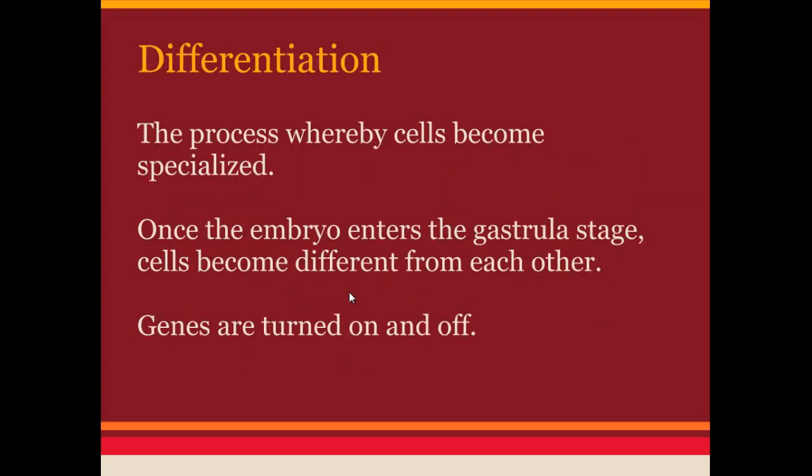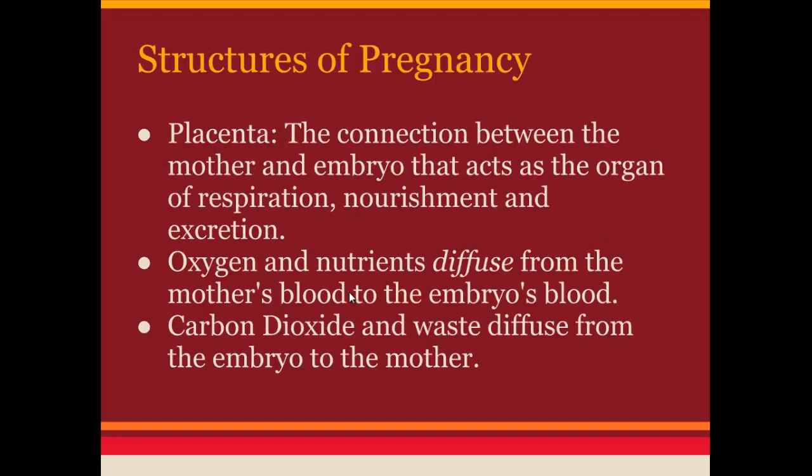So this differentiation and all these other processes happen during pregnancy. Here are just two important structures of pregnancy that we should know about. The first one is the placenta. It's a very, very vascular tissue, and it's the connection between the mother and the embryo that acts as the organ of respiration, nourishment, and excretion. And what happens through the placenta is that oxygen and nutrients will diffuse from the mother's blood to the embryo's blood, and carbon dioxide and waste diffuse from the embryo to the mother.